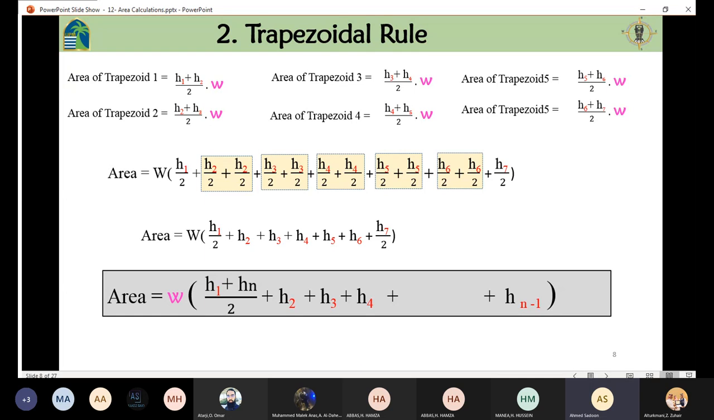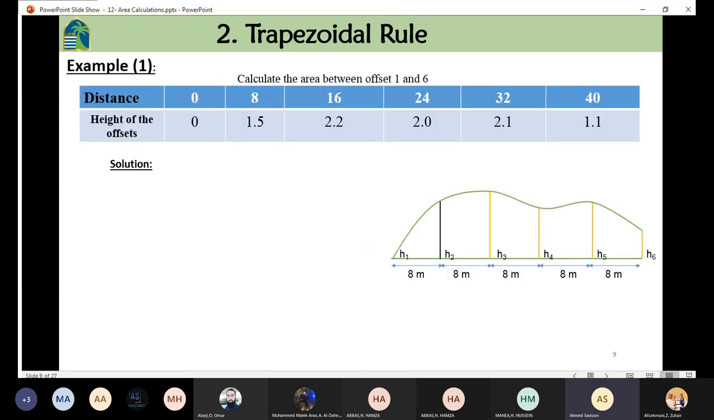So now let's see an example about the trapezoidal rule. In this example, we need to determine the area between offset 1 and offset 6. And here, the distance and the height of offset are given. When the distance is 0, the height is 0. When the distance is 8, the height is 1.5. When the distance is 16, the height is 2.2. When the distance is 24, the height is 2. When the distance is 32, the height is 2.1. When the distance is 40, the height is 1.1.